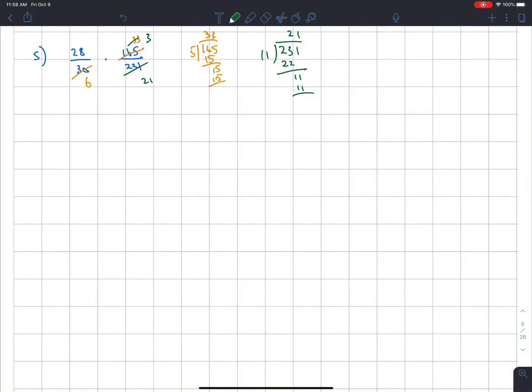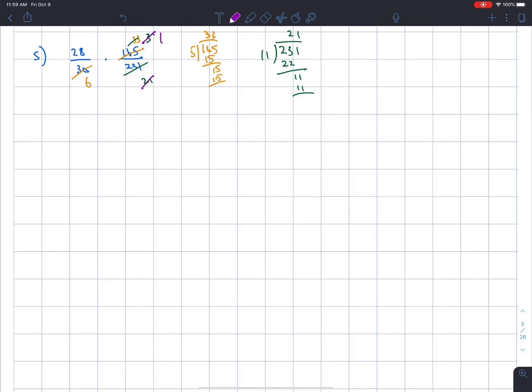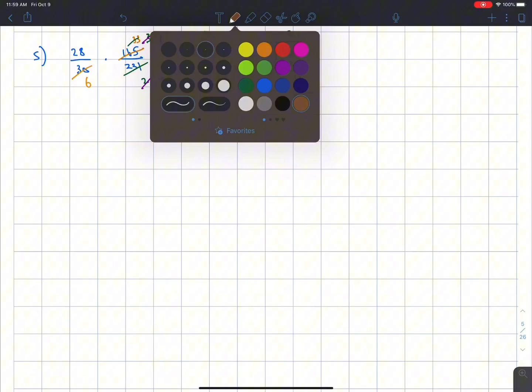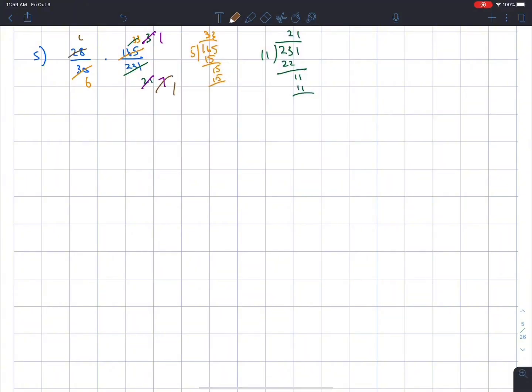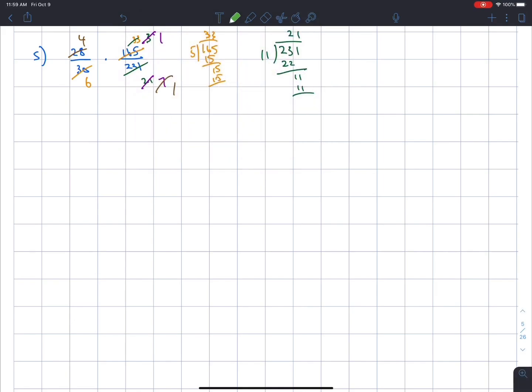And actually, they are both divisible by 3 now. I can divide this by 3 to get 1, divide this by 3 to get 7. And I can continue to simplify. Divide this by 7 to get 1, divide this by 7 to get 4. Divide this by 2 to get 2, divide this by 2 to get 3. So we have successfully simplified everything. Our final answer is just 2 times 1 is 2, and 3 times 1 is 3. So final answer is just 2/3. That's why it's so important to simplify.